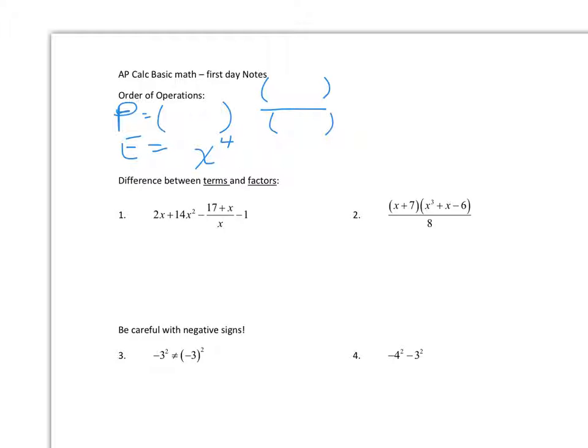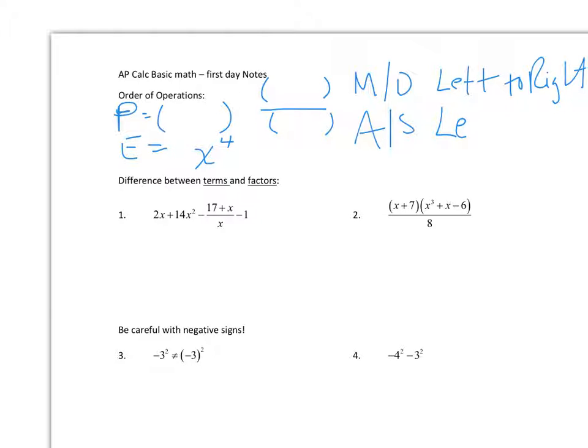Then the next step would be multiply and divide. We don't care which one, they are equal. We do them as they occur from left to right. Okay, and then the last one is add and subtract, and again, they are both equal. We do each one, either add or subtract, as they happen from left to right. Okay, cool. We've got the first part done.